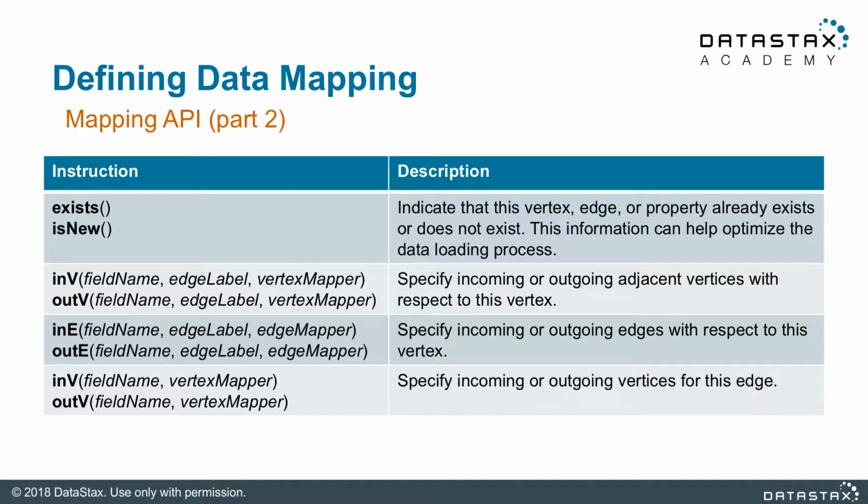InV and OutV help define neighbors of a vertex. InE and OutE help define incident edges of a vertex. InV and OutV, with different signatures, help define endpoints of an edge. There are more methods, so please consult the documentation for more information.